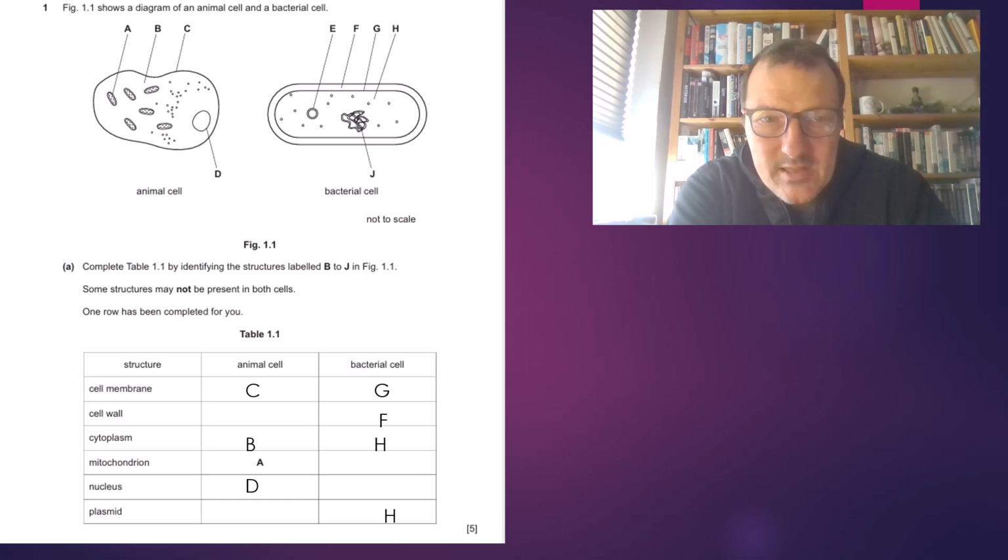The cytoplasm is the liquid inside the cell. So on the animal cell, this will be B, and on the bacterial cell, this will be H. Nucleus: well, since animal cells are eukaryotes, they will have a nucleus, and bacteria, being prokaryotes, won't have any. So in the animal cell, this will be D, since A is our mitochondria. And plasmid DNA can only be found in the bacterial cell, and you can find that at H. So if you get all these right, you get 5 points quite easily.